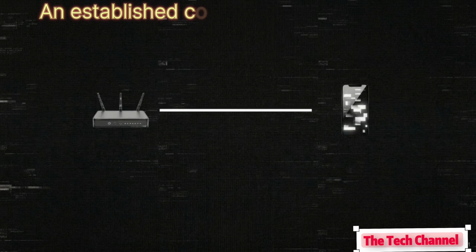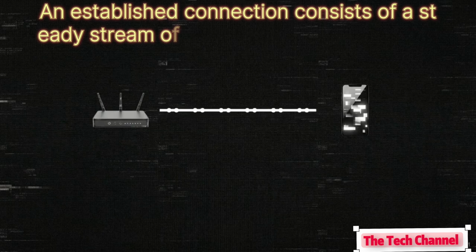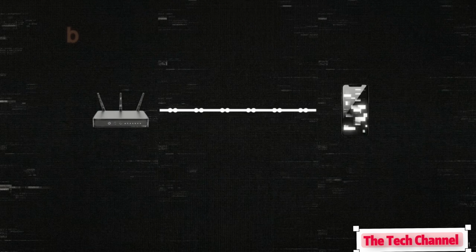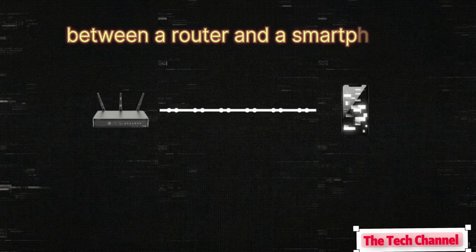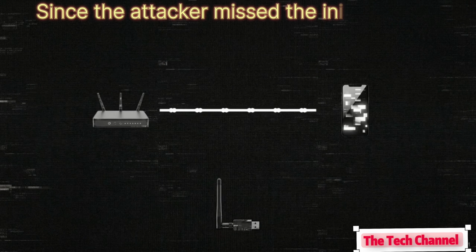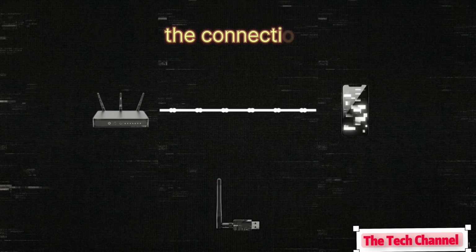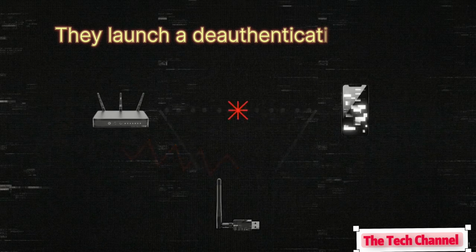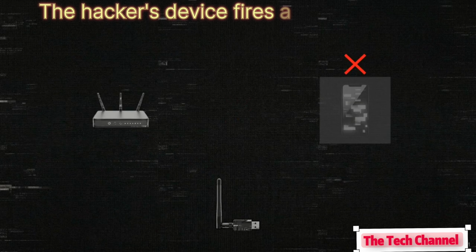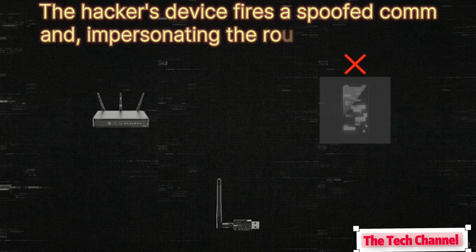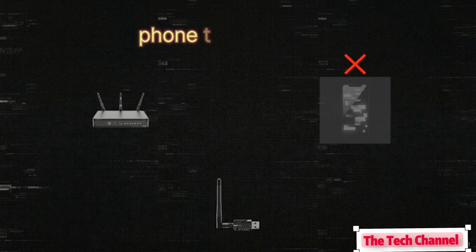An established connection consists of a steady stream of data traveling along a secure pathway between a router and a smartphone. Since the attacker missed the initial login, they must force it to happen again by breaking the connection. They launch a deauthentication attack. The hacker's device fires a spoofed command, impersonating the router and telling the victim's phone to disconnect.